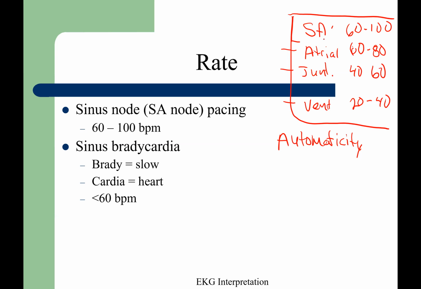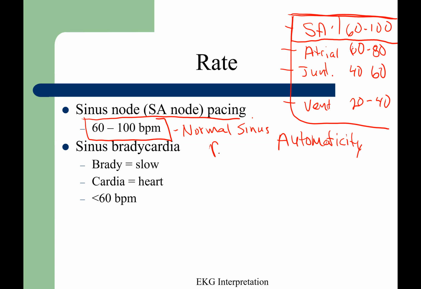However, if we have our sinus node firing, there are special characteristics that will help us identify that. It typically beats between 60 to 100 beats per minute. However, if it does not beat between 60 to 100 beats per minute, it's going to be classified as a different sinus rhythm. So when we have the sinus node pacing between 60 to 100, we call it normal sinus rhythm.